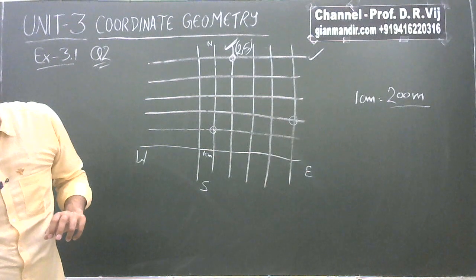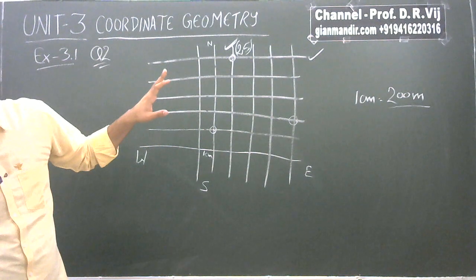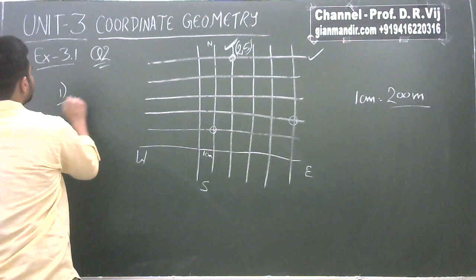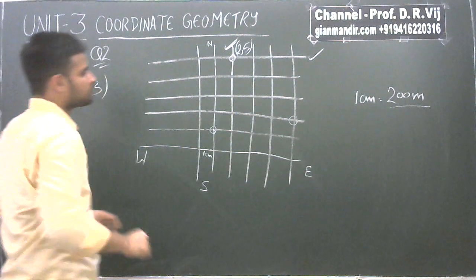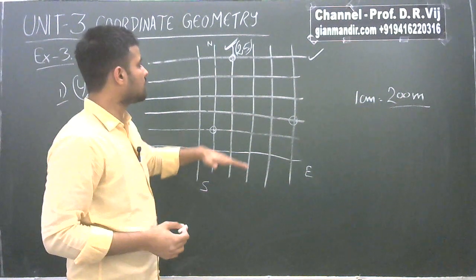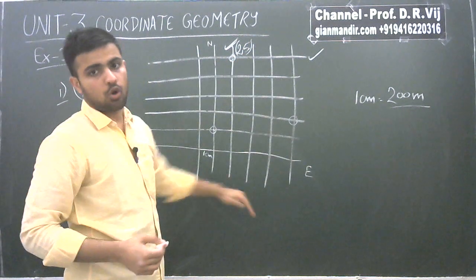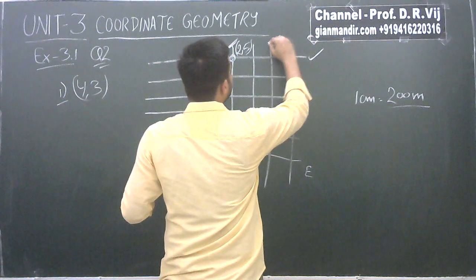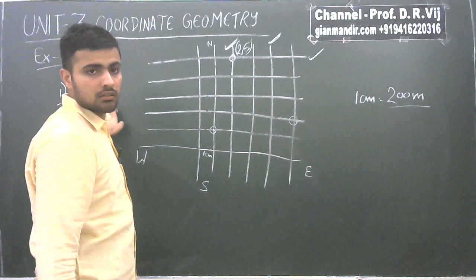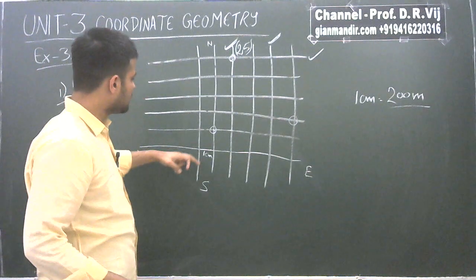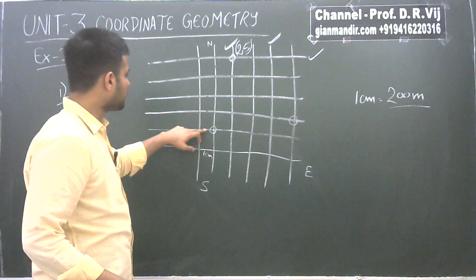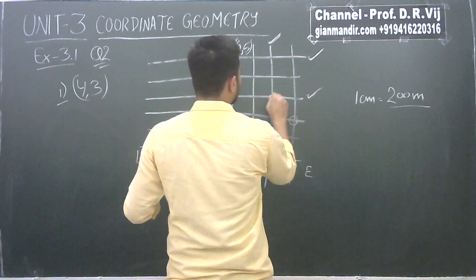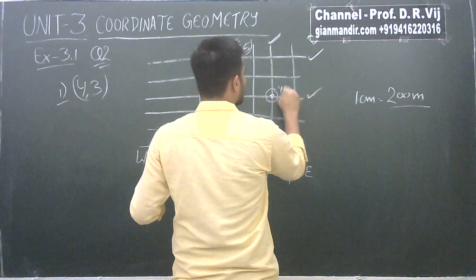So now they are asking, using this convention, find how many cross streets can be referred to as 4-3. First part is 4-3. 4-3 means the 4th street in the north-south direction: first, second, third, fourth. This one. And 3 means the 3rd street in the east-west direction. So first, second and third. This one. So they are intersecting at this point. So this is 4-3.